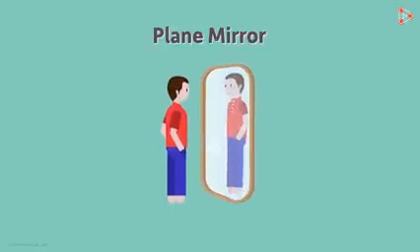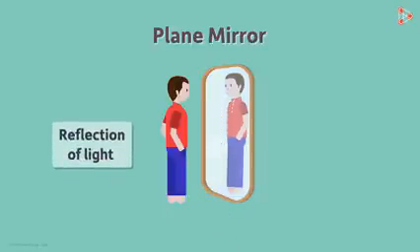When we stand in front of a mirror, we see an image of ourselves in the mirror. Nothing surprising there. Why are we able to see our image? Yes, it's due to the reflection of light. In fact, it's due to multiple reflections of light rays.